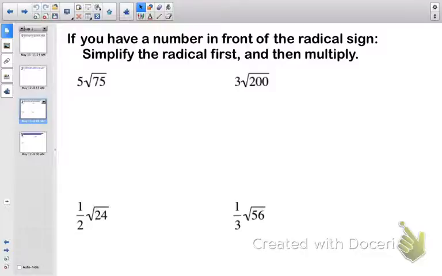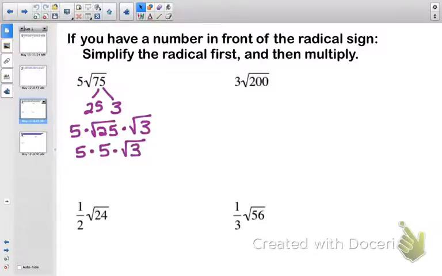Right, sometimes we have a number in front of the radical sign, and we're going to have to simplify the radical first and then multiply the two numbers on the outside. So 75 breaks up into 25 and 3, 25 being the perfect square. So we can rewrite that as 5 times root 25 times root 3, simplify that square root of 25, and then multiply the two things on the outside. 5 times 5 gives us 25, and there's our final answer.